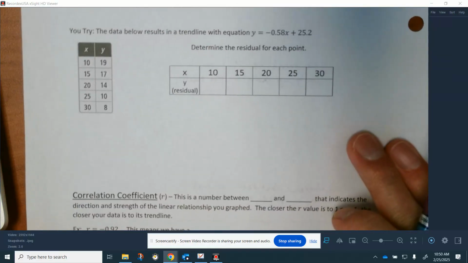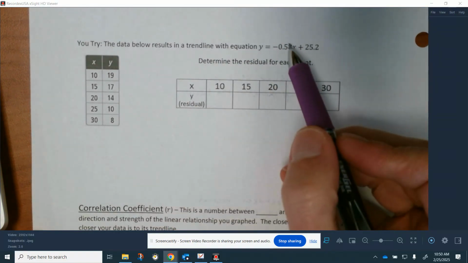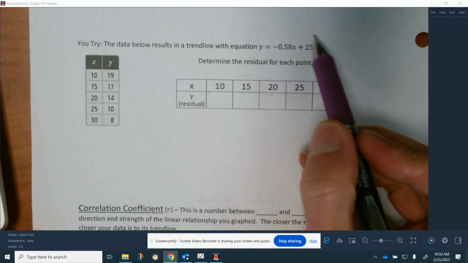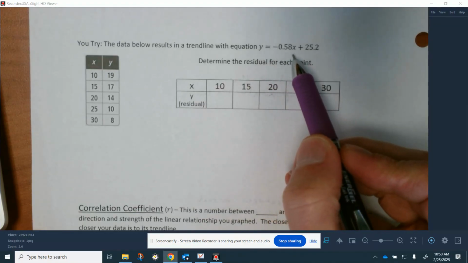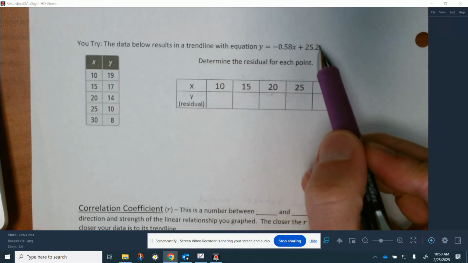All right. On the back is a U-try. Same thing, but we have a new equation. Y equals negative 0.58x plus 25.2. So that's our trend line. So that's our predicted equation.